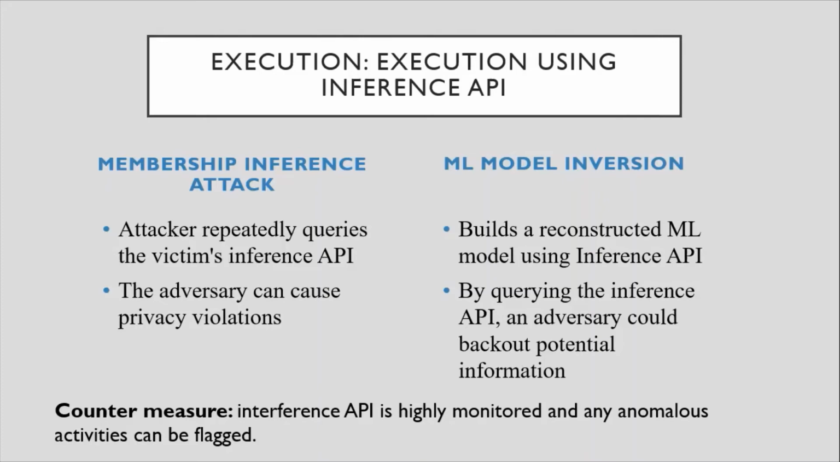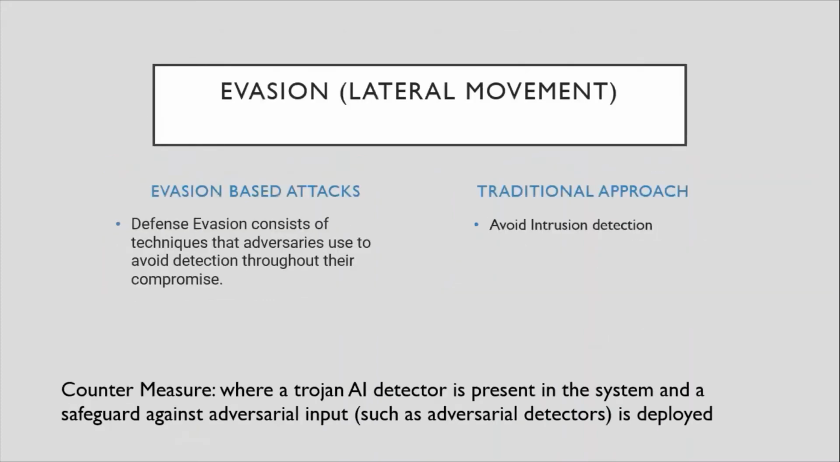The countermeasure at this attack stage is to use a highly monitored inference API and try to flag any anomalous activities. It is very similar to intrusion detection, but with more emphasis on monitoring the inference API, and anomalous activity in the ML inputs and outputs needs to be checked.